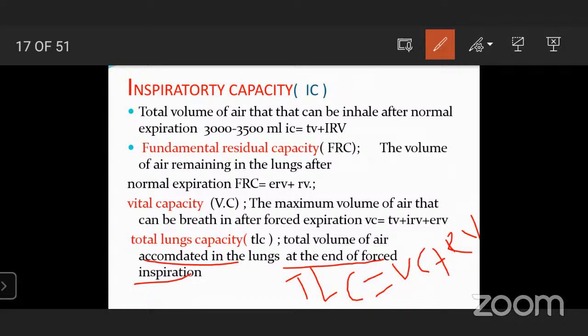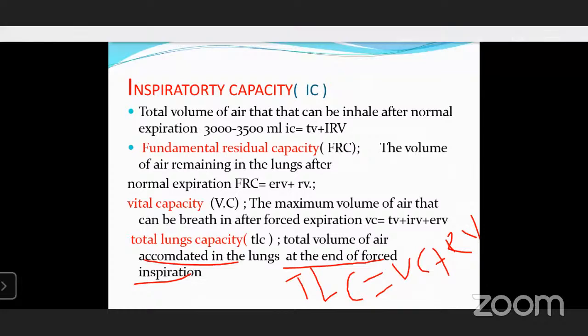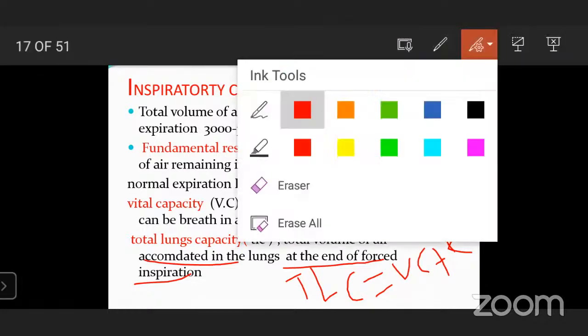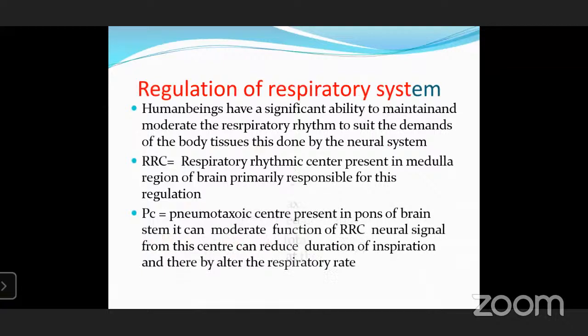So this is about the TLC, total lung capacities. This is the most important 4 marks question for the examination. The respiratory volumes and respiratory capacities are both very important for the examination, and the mechanism of breathing is also very important. These are 4 marks questions.